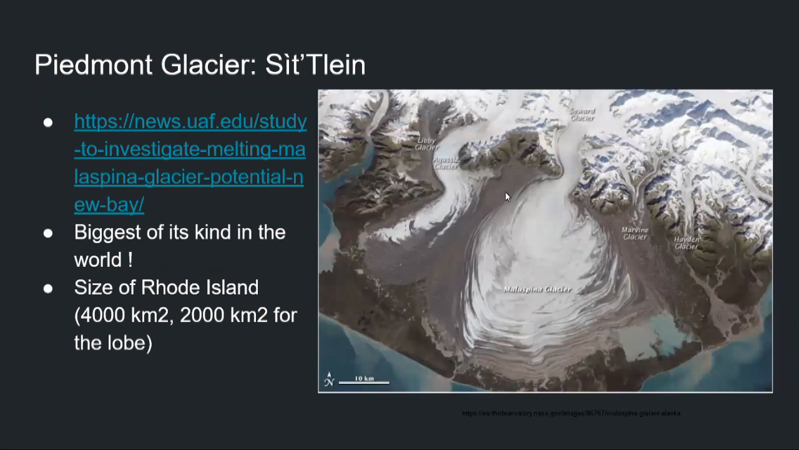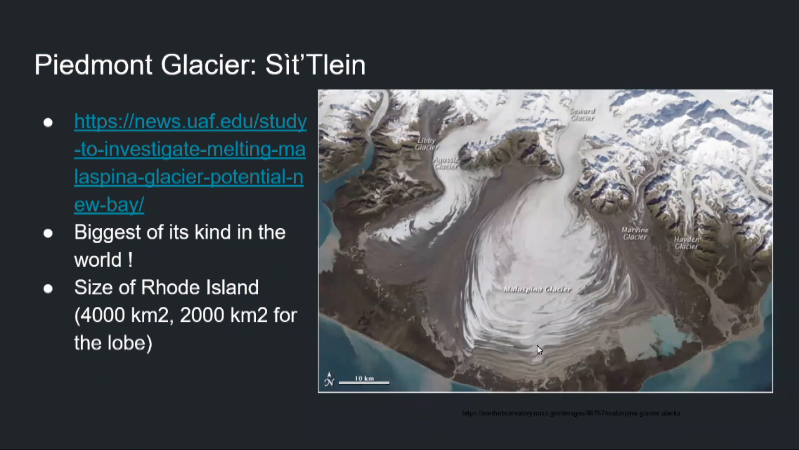And that's actually the kind of glacier I'm focusing on. I specifically study the Sit-Line glacier, previously temporarily known as Malaspina. Sit-Line is its original Tlingit name. Sit means big and Line means glacier. And that one is located in Southeast Alaska, close to the little town of Yakutat.